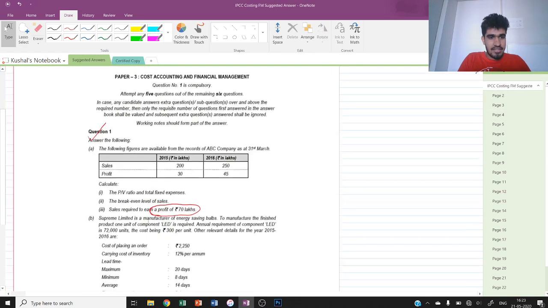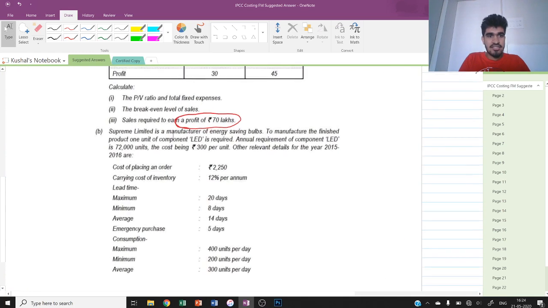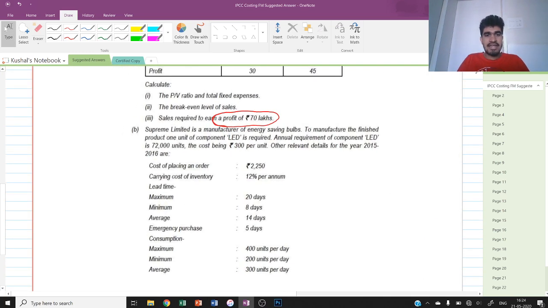Question number 1b. Supreme Limited is a manufacturer of energy savings bulb. To manufacture the finished product, 1 unit of component LED is required. Annual requirement of component LED is 72,000 units, the cost being 300 per unit. Other relevant details for the year are given as follows.